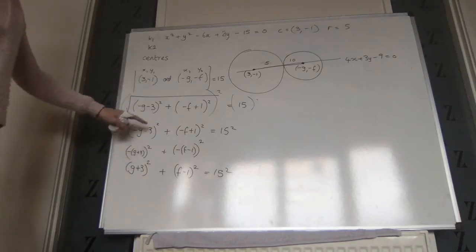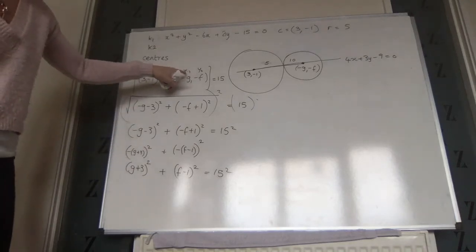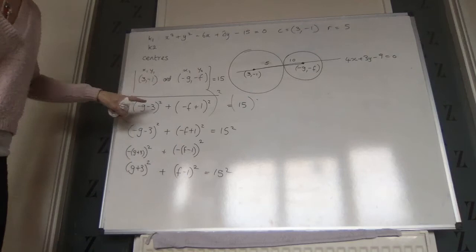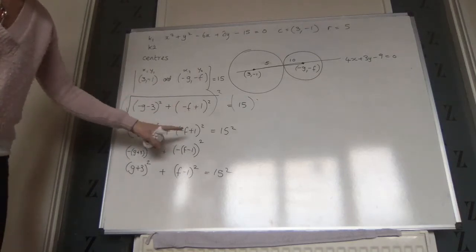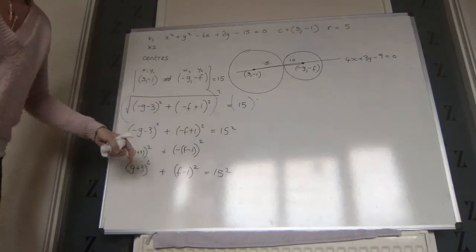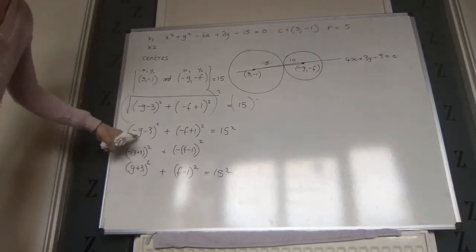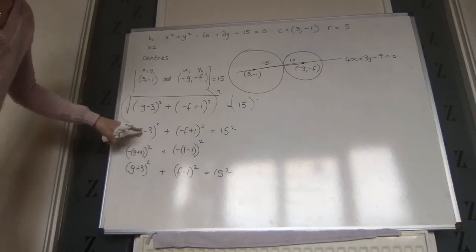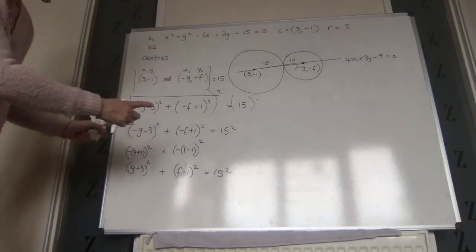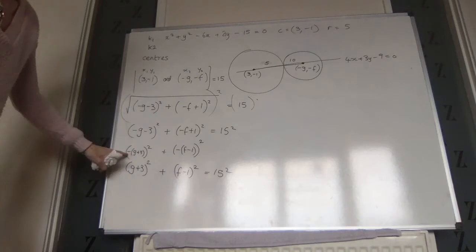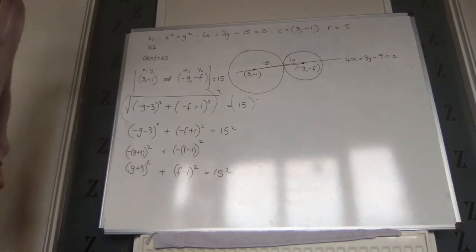It comes from the distance formula. If I had labelled them x1, y1 and x2, y2, I would get exactly what they wanted straight away here, and I just have to get rid of the square root. Because I labelled them the other way around, I had to do a little bit of rejigging to show that (minus g minus 3) squared is the same as minus bracket (g plus 3) squared. And when you square that, you get rid of the minus.